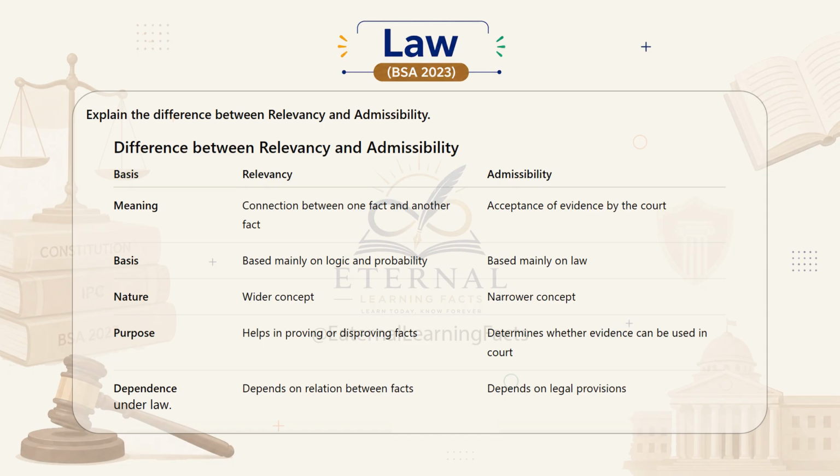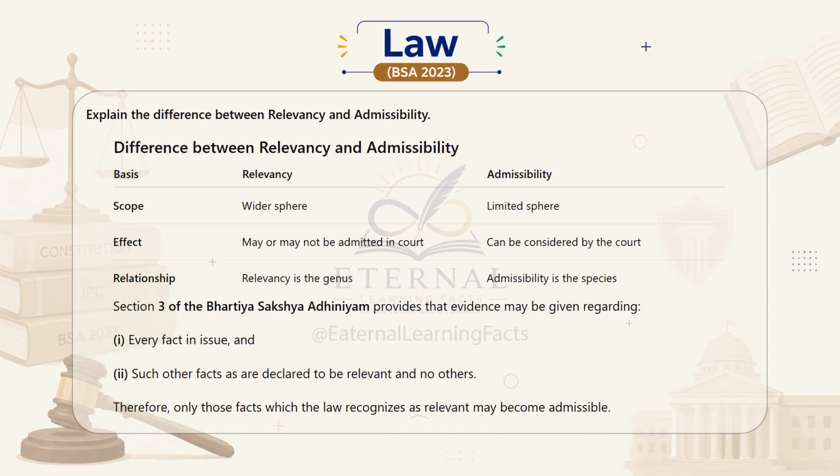Dependence: relevancy depends on the relation between facts, while admissibility depends on legal provisions. The scope of relevancy is a wider sphere, while admissibility's scope is a limited sphere. The effect of relevancy is that it may or may not be admitted in court, while admissible evidence can be considered by the court. The relationship: relevancy is the genus, while admissibility is the species.